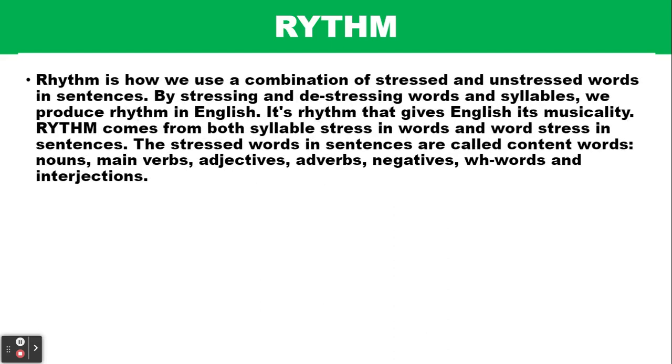Now let's look at rhythm. Rhythm is how we use a combination of stressed and unstressed words or syllables in sentences. By stressing and destressing words and syllables, we produce rhythm in English. It is rhythm that gives English its musicality. Rhythm comes from both syllable stress in words and word stress in sentences. The stressed words in sentences are called content words, which are nouns, main verbs, adjectives, adverbs, negatives, WH words, and interjections.